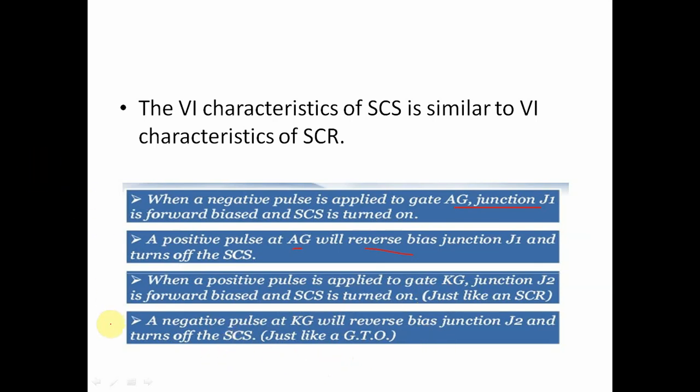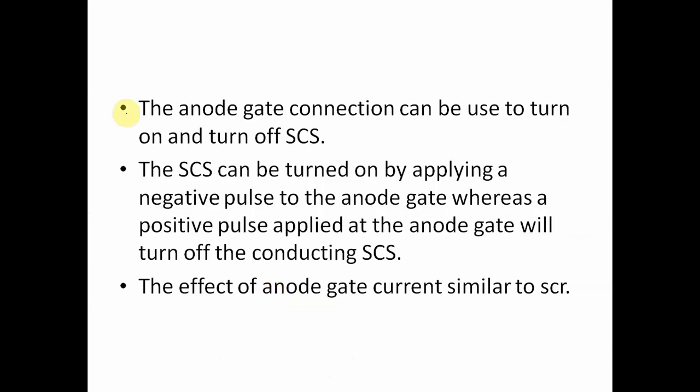These are the four important parameters related to the VI characteristics of SCS. The anode gate connection can be used to turn on and turn off SCS. The SCS can be turned on by applying a negative gate pulse to the anode gate, whereas a positive pulse applied to the anode gate will turn off the conducting SCS. The effect of anode gate current is similar to SCR.